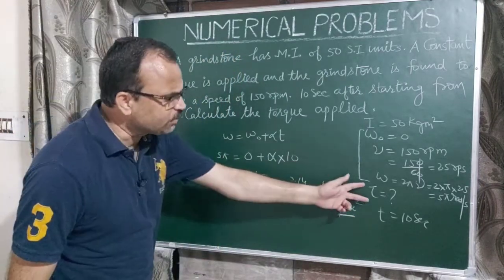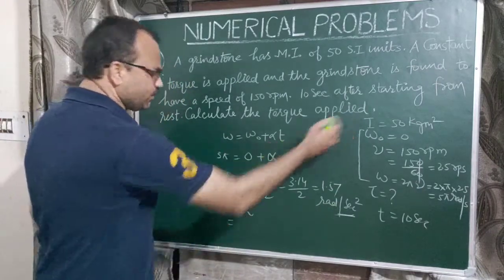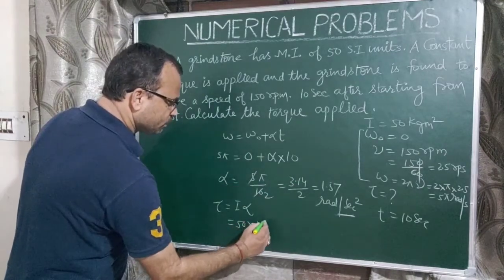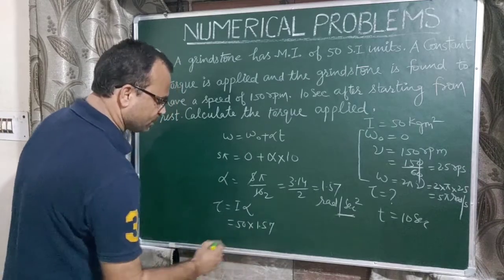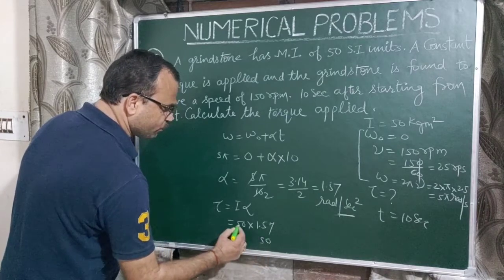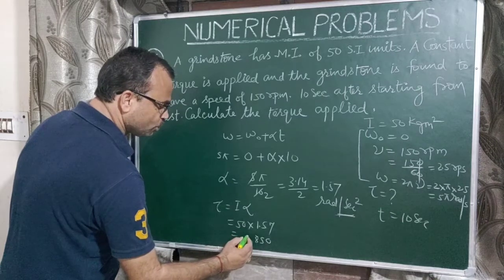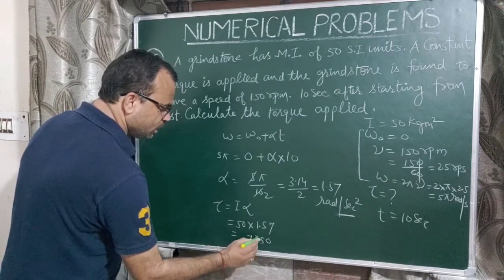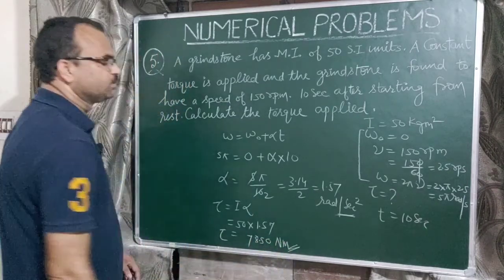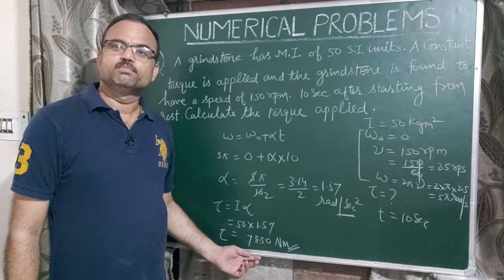Now we have to find the value of tau. So as we know, tau is equal to I alpha. The value of I is given as 50 and the value of alpha is 1.57. Okay. 0, 5 sevens are 35, 3, 5 fives are 25, 3, 28, 2, 5 is 5, 7. Okay. It means tau equals 78.5 Newton meter. It means the torque applied will be 78.5 Newton meter.